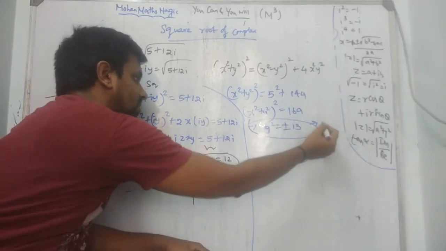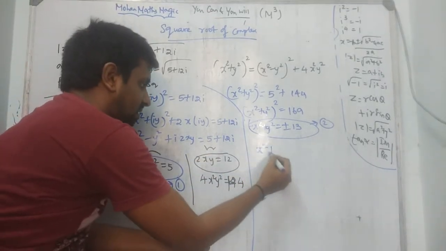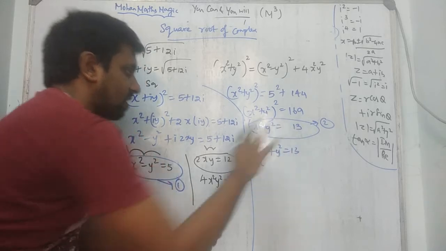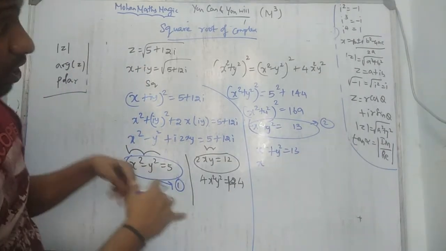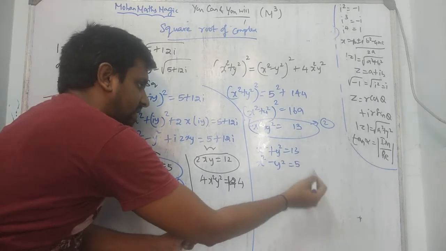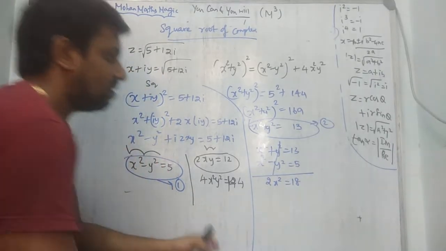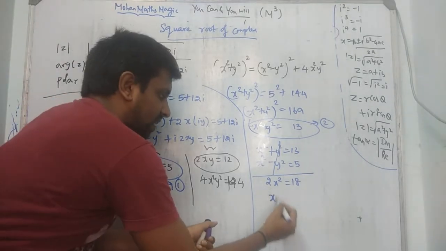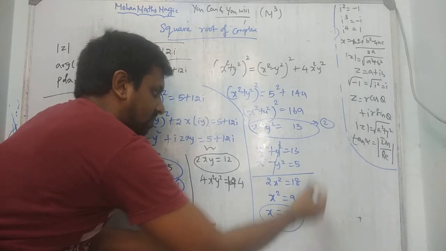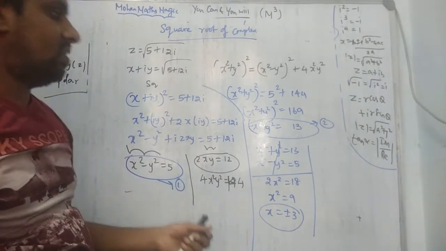So equation number 2. First equation, second equation, normal elimination method. x square plus y square equal to 13. Here plus or minus is not needed. x square minus y square equal to 5. Normal elimination method: 2x square equal to 18, x square equal to 9, x equal to plus or minus 3.